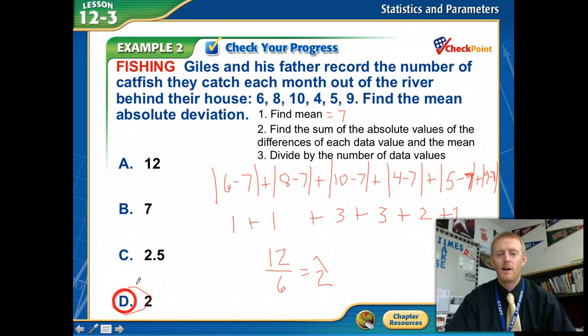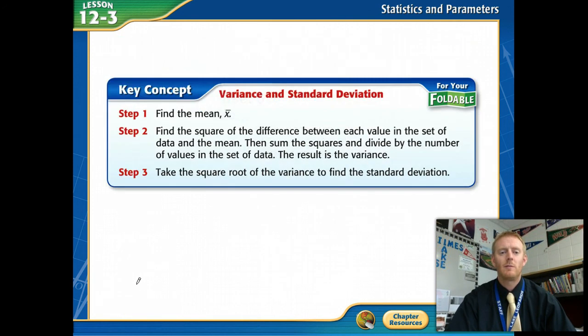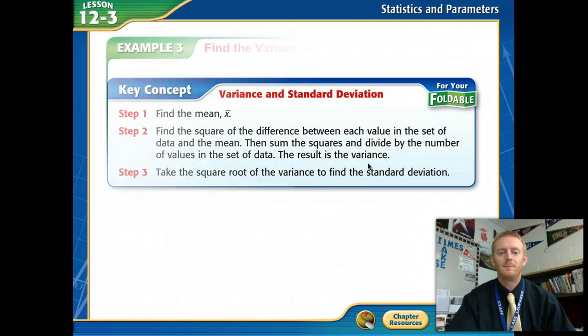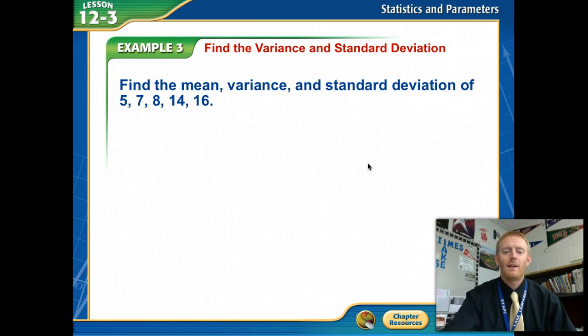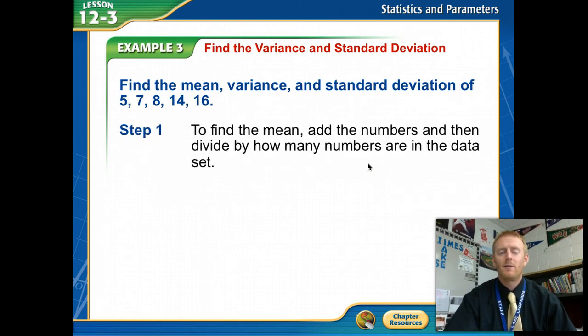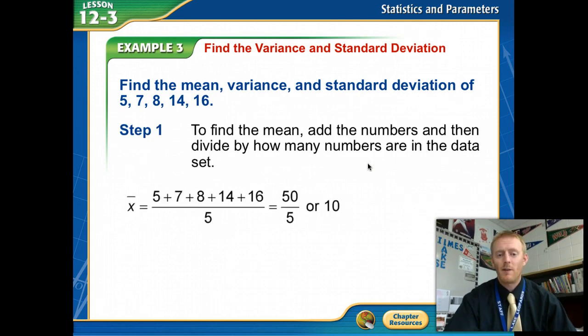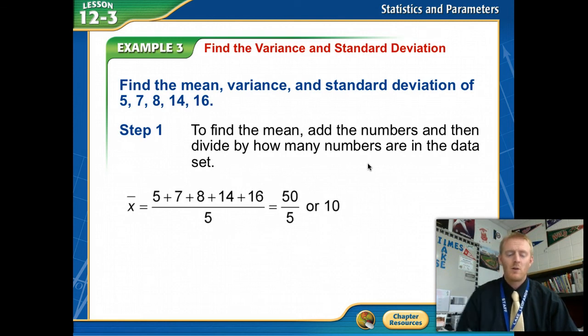Make sure you understand how to do that, as you will need to be able to do that for your assignment. To find the variance and the standard deviation, this process is used. So make sure you write down step by step how to do this, because we are going to get started. So finding the mean: again, to find the mean, you just add up the numbers and divide by the number of numbers.